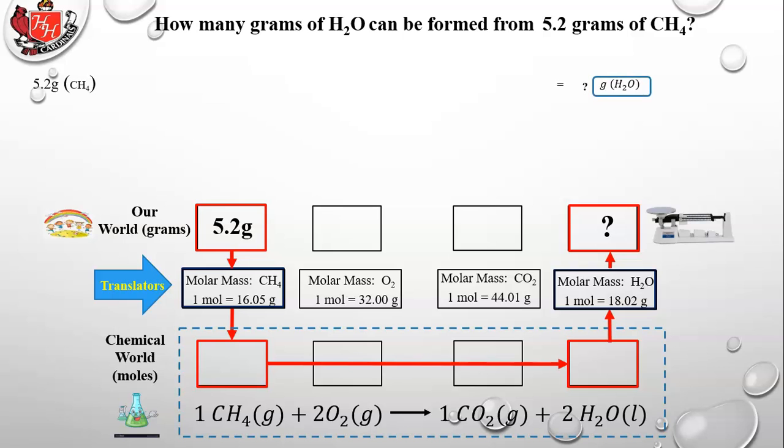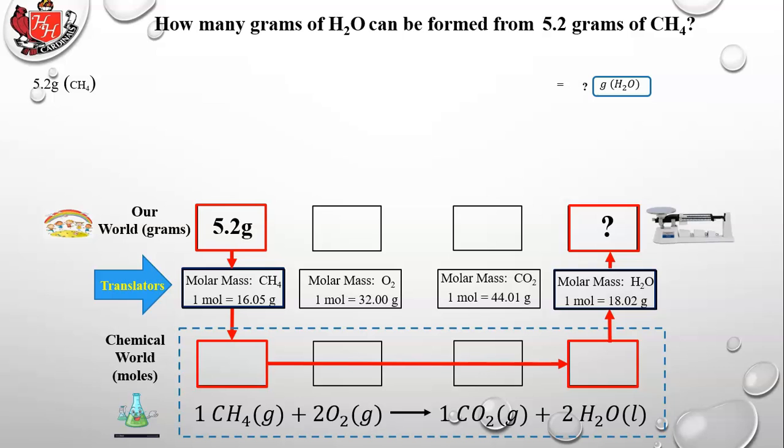Okay, so here we go. I'm writing a little smaller because this is going to be a long equation. Way over on the left is what we know. It's what we start with in the math equation, 5.2 grams of CH4. Way over on the right is grams of H2O. That's what we're trying to get to.